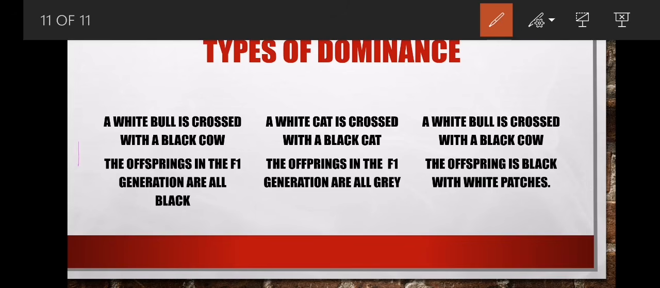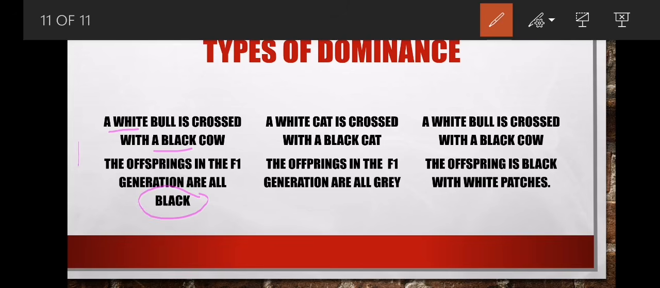They say a white bull is crossed with a black cow. Now we know the parents. Kune-white ne-black. Kufanele manje sazi ukuthi ingane ke injani. Once wathola ukuthi injani ikhala yengane, kuzokusiza ukwazi ukuthi yipi i-dominance. Now they say the offspring in the F1 generation are all black. You are crossing a white bull, black cow.